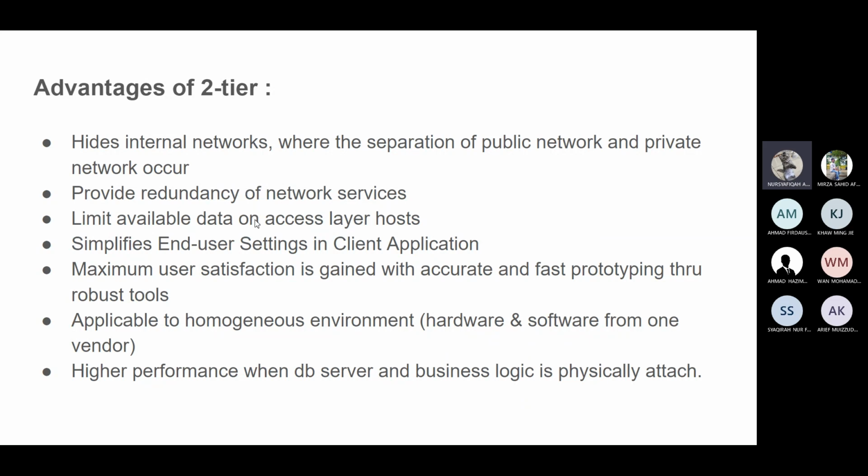So what are the advantages of two-tier? We have a few advantages. Mainly, it has a high internal network. It provides redundancy of network services. It limits available data on access layer hosts. It simplifies end user settings. Maximum user satisfaction is gained with accurate and fast prototypes using robust tools. It applies to a homogeneous environment, which means hardware and software from one vendor. And it has higher performance when the database server and business logic are physically attached.